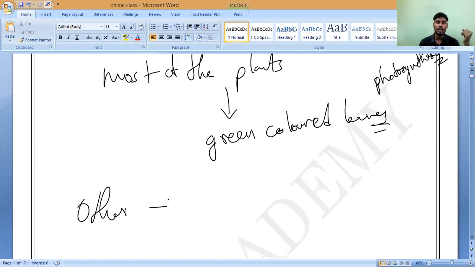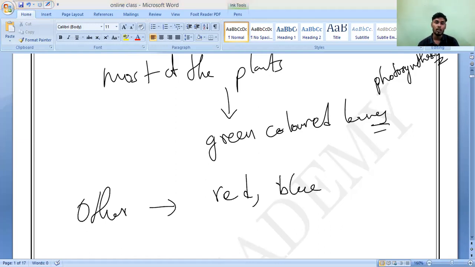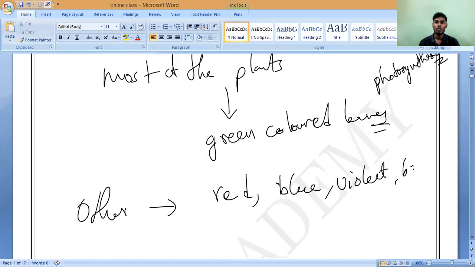Some other plants have other colors like red color, blue color, brown, yellow color, as well as violet color, etc. Do you understand, all of you? Even yellow color also. Yes, so that is what we can see.